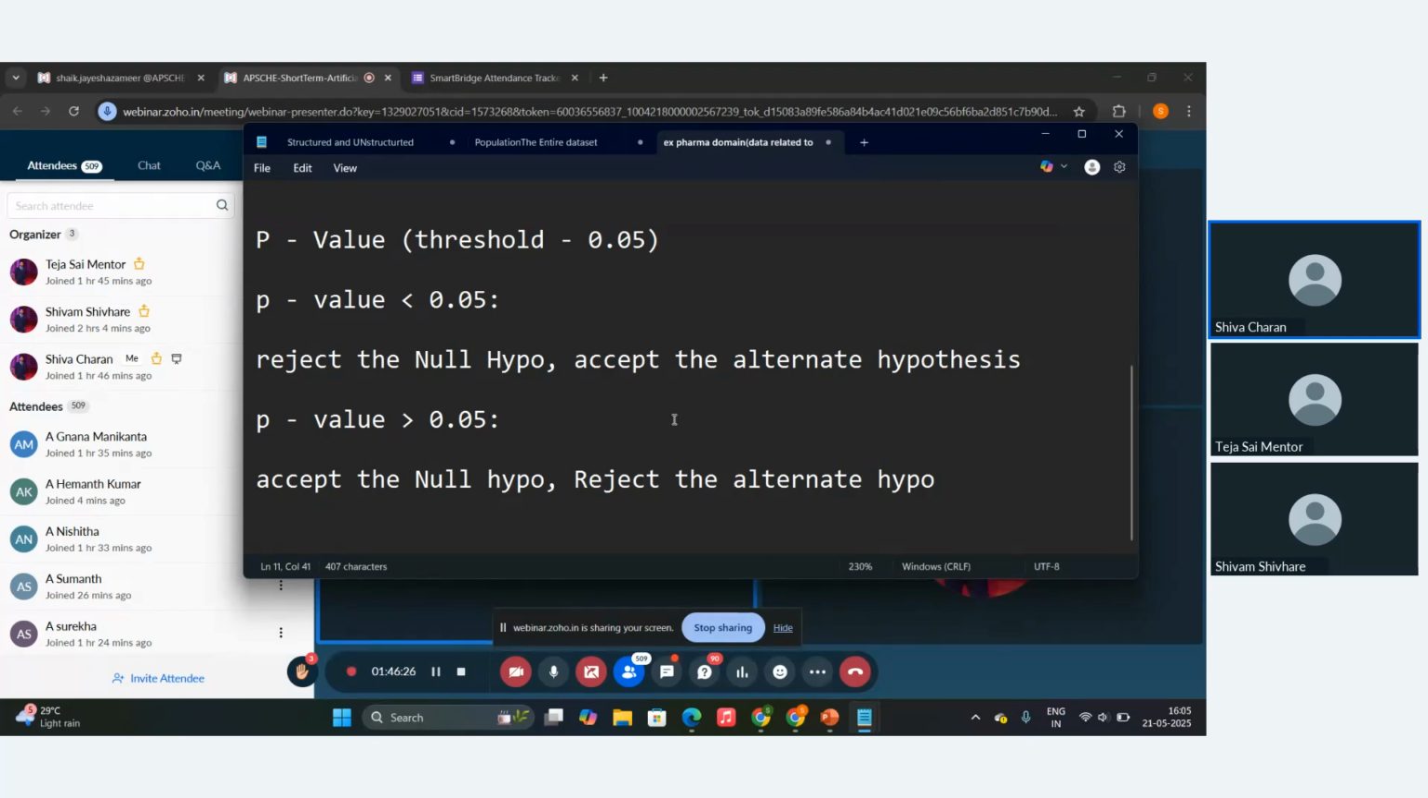So, how many of you understood this hypothesis testing? I hope everything is clear, right? Anyone, any more doubts? Okay, thank you.